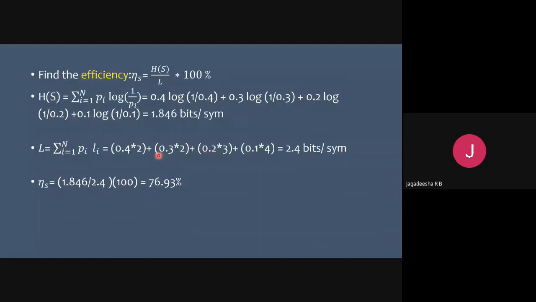Otherwise, it's okay, 77%. And then finally, we also had to find the redundancy. It was there in the question. Redundancy, R of eta s, is equal to 1 minus efficiency. Here 1 represents 100%. Or if you don't represent it as a percentage, then it is 1 minus eta s. Since we have represented eta s as a percentage, it should be 100 minus that percentage. So the remainder is the redundancy. That means the efficiency was 77%, so redundancy is 23%. Altogether that becomes 100%.